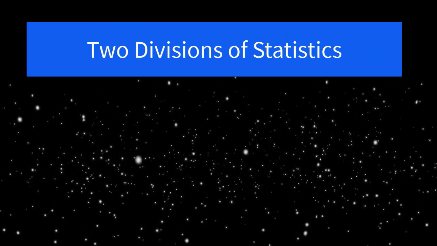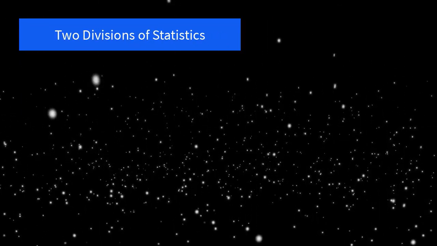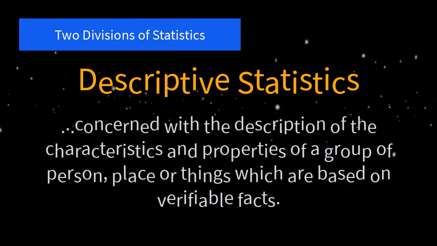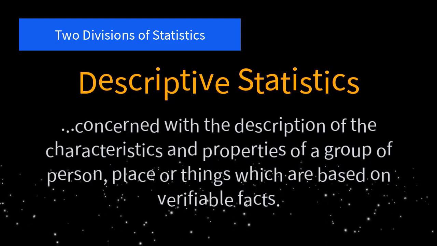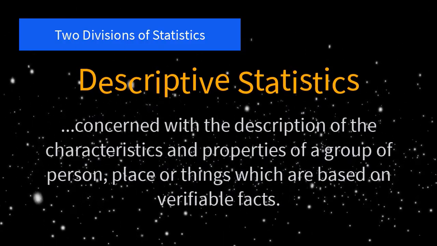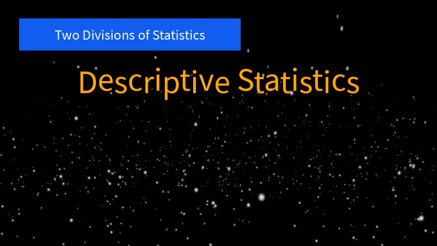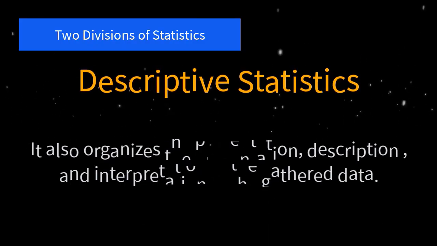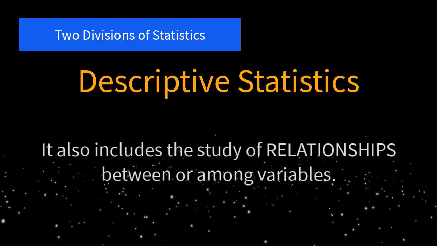We have here two divisions of statistics. The first one is descriptive statistics. It is a statistical procedure that is concerned with the description of the characteristics and properties of a group of persons, places, or things which are based on easily verifiable facts. It also organizes the presentation, description, and interpretation of the gathered data. It also includes the study of relationships between or among variables.